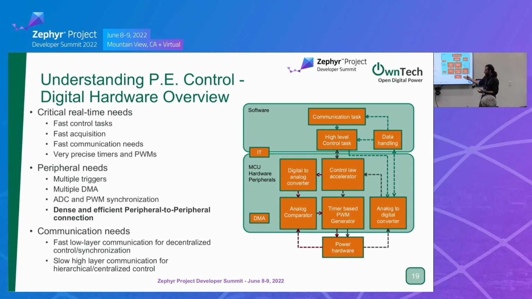And then we have communication needs. We have fast low-layer communication for decentralized control and synchronization. If we have several modules, they need to synchronize, they need to share current and share information. We need that communication layer. And we might have a slow, higher layer communication, which is monitoring the flow of power in different modules and dispatching power between them. So all this stuff has to be in the digitalization process.